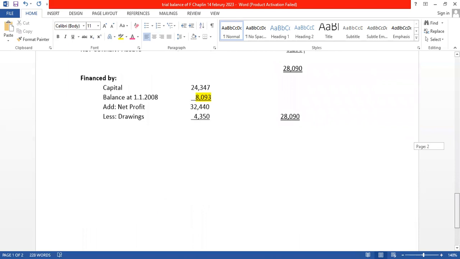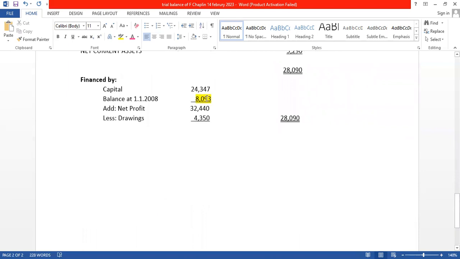So this is it, $8,093. We're going to total or find the sum of these two figures. So 24,347 plus $8,093. And that gives us $32,440. And that is going to be our new capital figure.